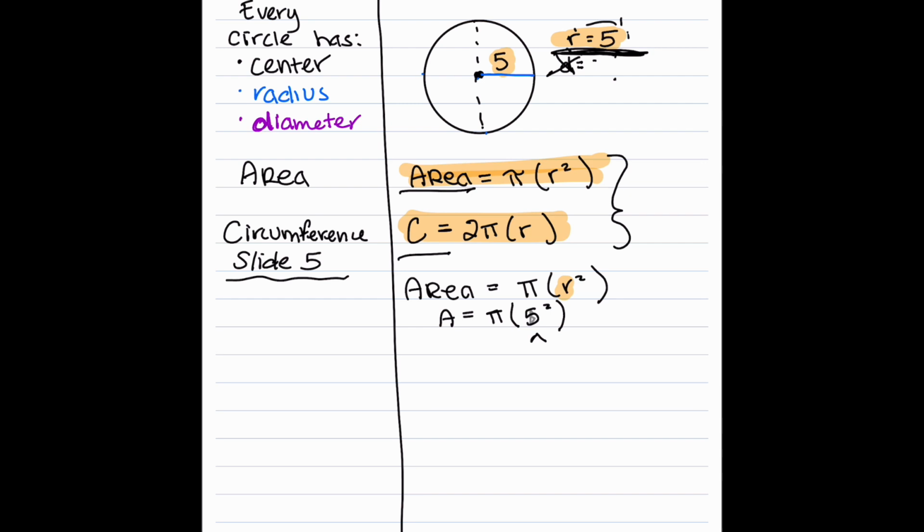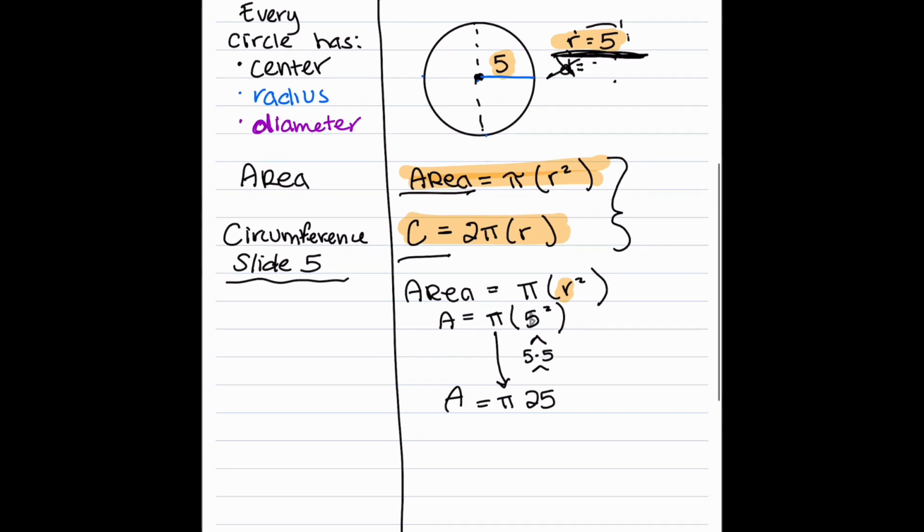Then I'm going to actually do 5 squared. So remember, 5 squared is 5 times 5, which is 25. Bring down the pi, and area equals pi times 25. Technically, we can just write that as 25 pi. Think of the pi as like a variable. As if it were like x times 25, we would write it as 25x. And then that's it. That is the area of the circle. It is 25 pi.